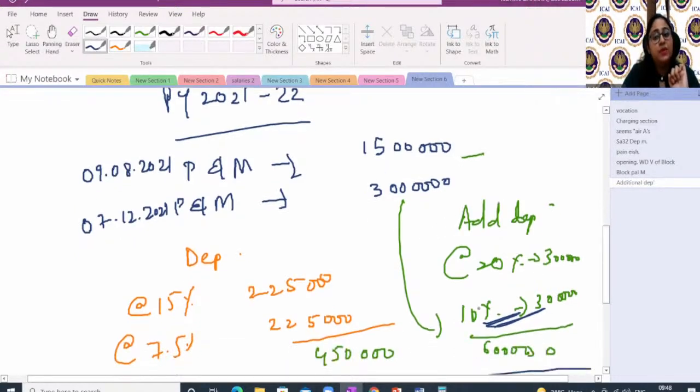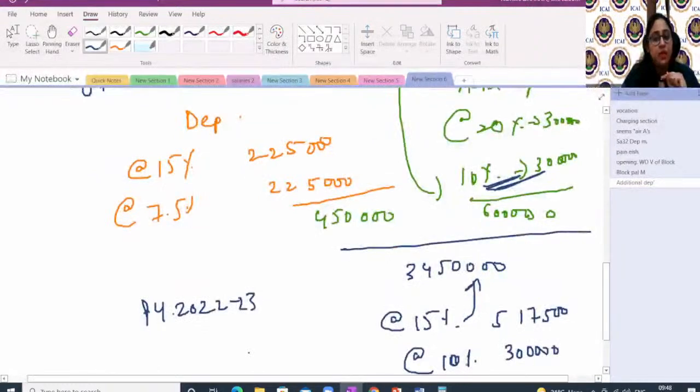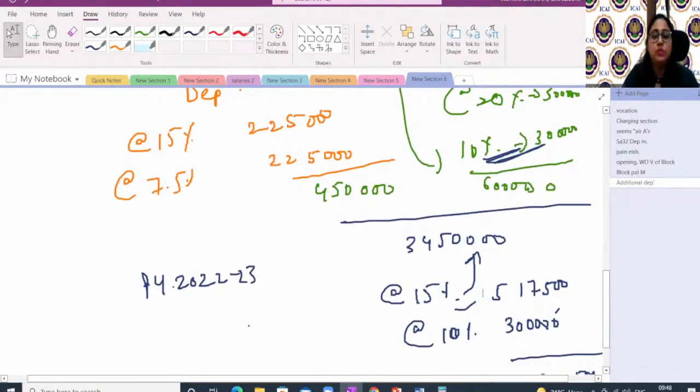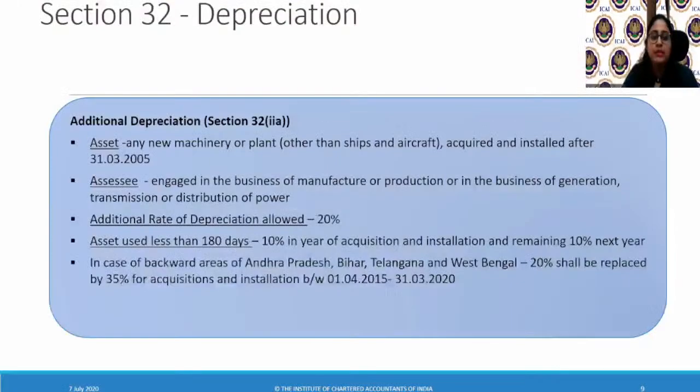Less than 180 days wala asset ka remaining depreciation would be allowed in the next year for the same amount, on the same as in on the cost itself. But otherwise, we follow WDV. So this would be at 15% next year on the block, and this 10% additional depreciation left to be claimed would be claimed next year. Clear? Any doubt? But additional depreciation has certain exceptions to it. Last point you can ignore of additional depreciation.